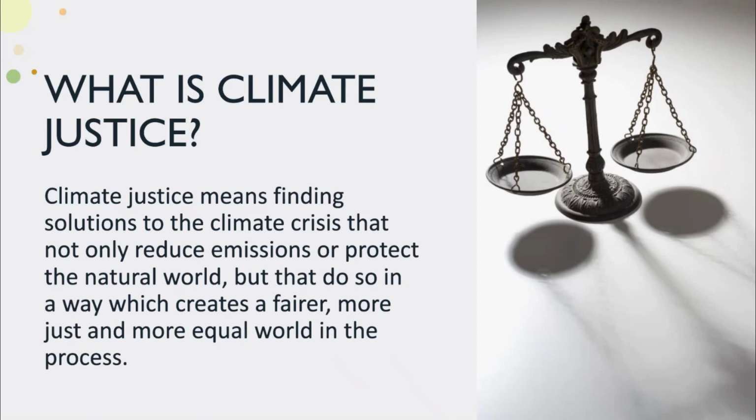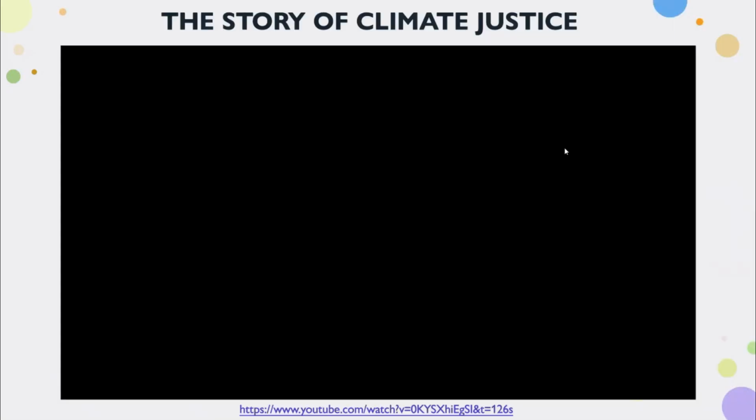And so therefore, what a lot of people are saying, that climate change must not be thought about or understood as simply an environmental problem. It must be also looked at as a social and a political problem as well. And so therefore, all the solutions that we must find for climate change must be fair and just for everybody. So climate justice means finding solutions to the climate crisis that not only reduce emissions or protect the natural world, but that do so in a way which creates a fairer, more just, and a more equal world in the process. It's really important. Okay.